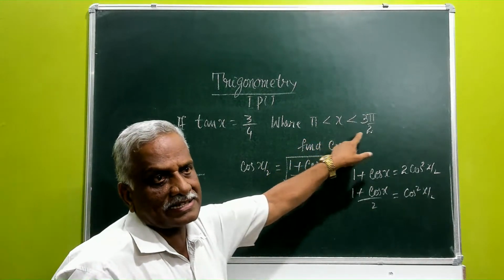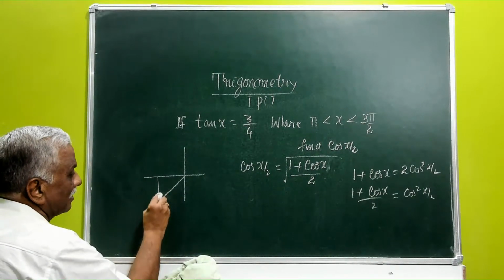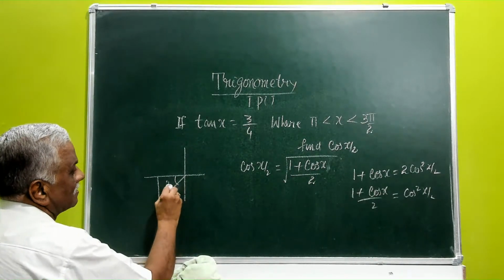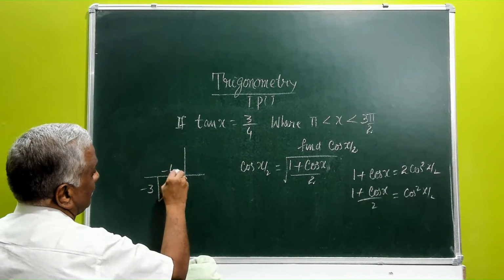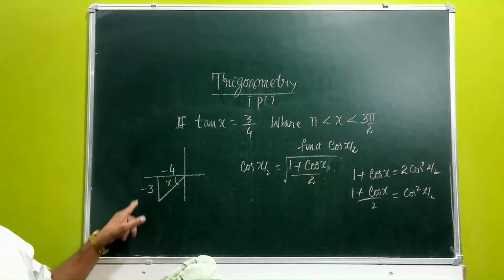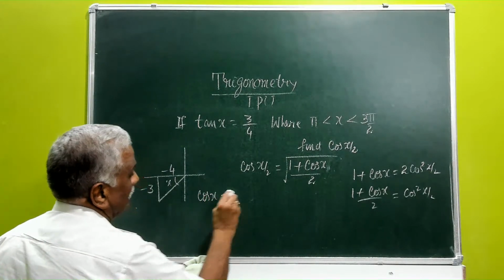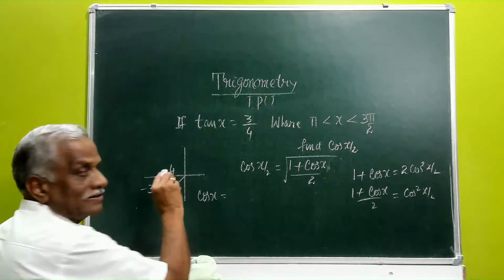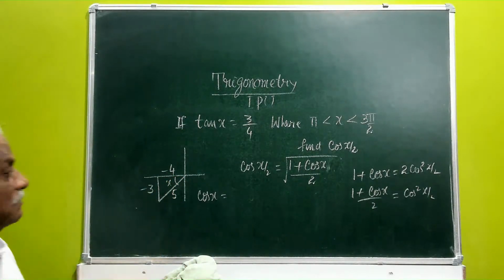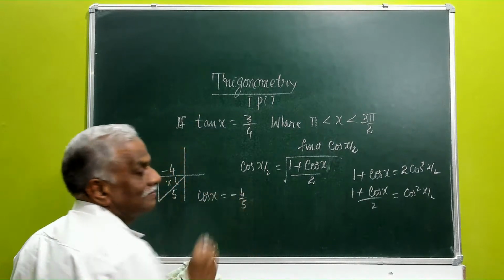180 less than x less than 3 pi by 2 means it is in the third quadrant. We are taking a triangle here. So this is x. Opposite side by adjacent side, both are negative. So what is cos x in that case? Say 3, 4, 5. They form a triangle, and therefore this is 5. Cos x is equal to minus 4 by 5.